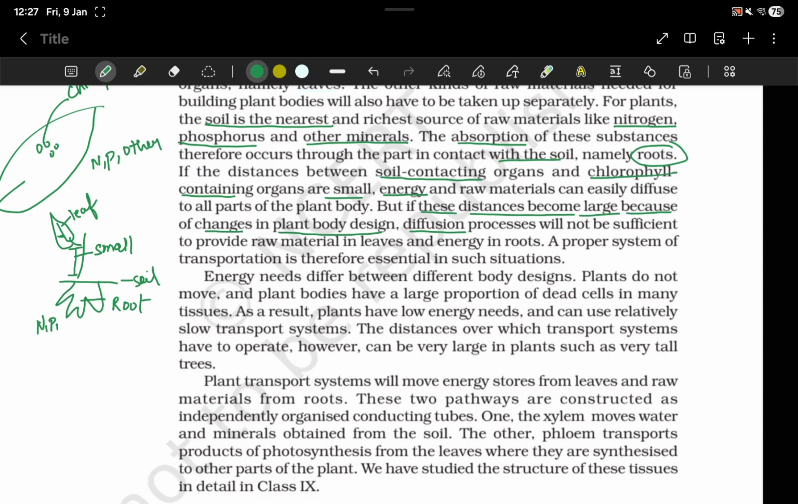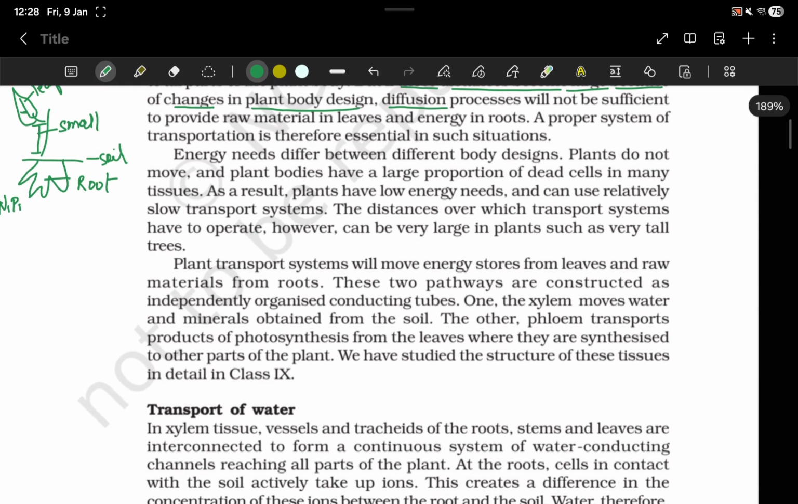For example, if any raw material is needed for the development of the shoot apex, and the plant is above 2-3 meters, then the diffusion process will not be sufficient to provide raw materials in leaves. And also if the leaf is present at 2 to 3 meter distance and the energy is needed in the root, the energy which is synthesized by the process of photosynthesis will not reach the roots that efficiently. So for this, a proper system of transportation is essential.